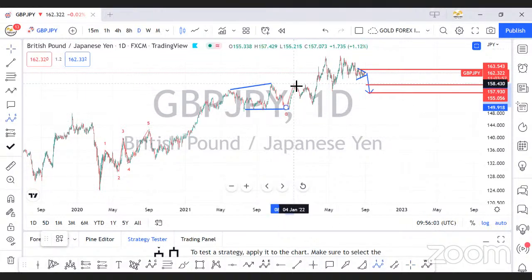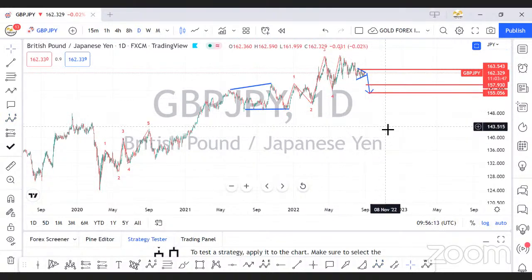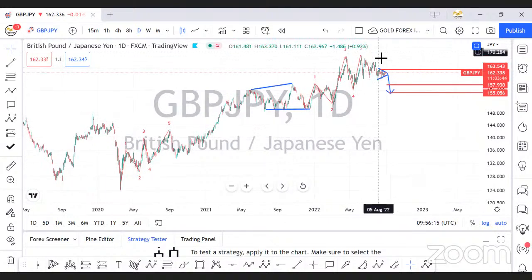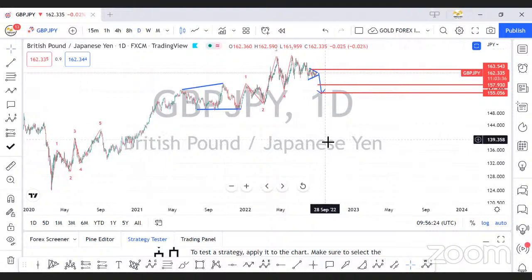So I was expecting this to be 1, 2, 3, 4. Then we have a truncation, something like a truncation over here. So 1, 2, 3, 4, 5, ABC, 1, 2, 3, 4, 5. So we are having a big sell all the way down to this level.